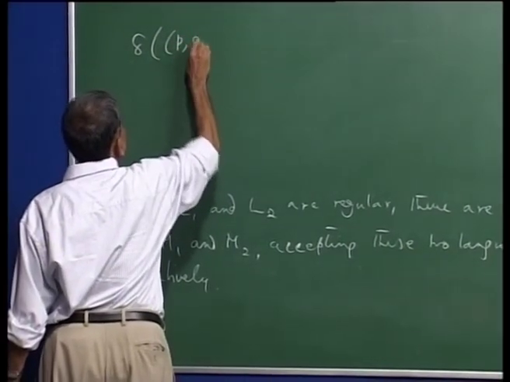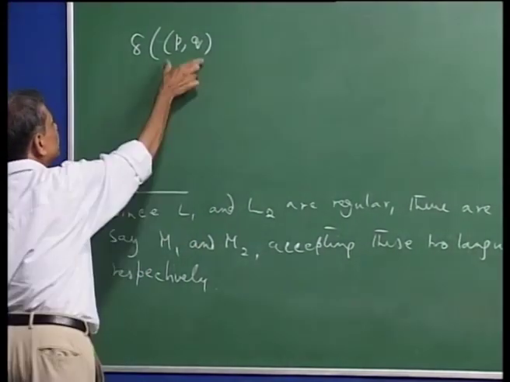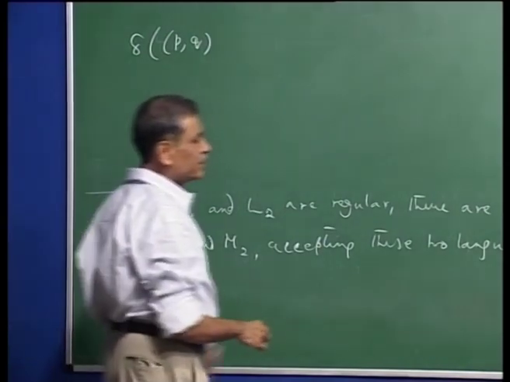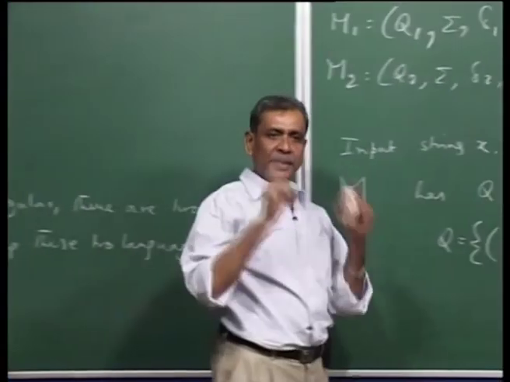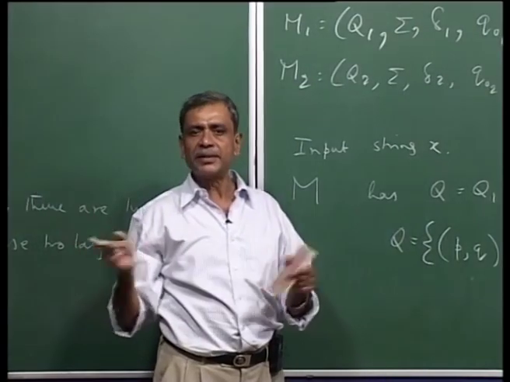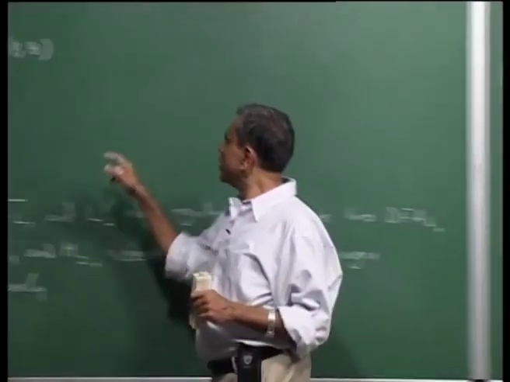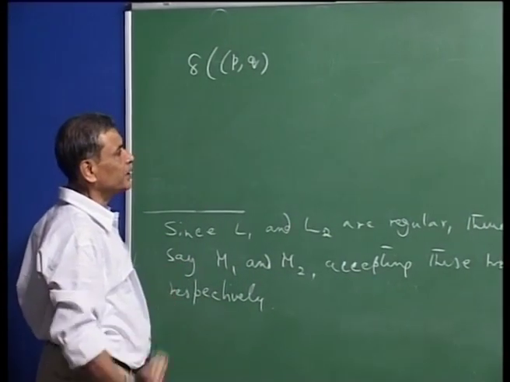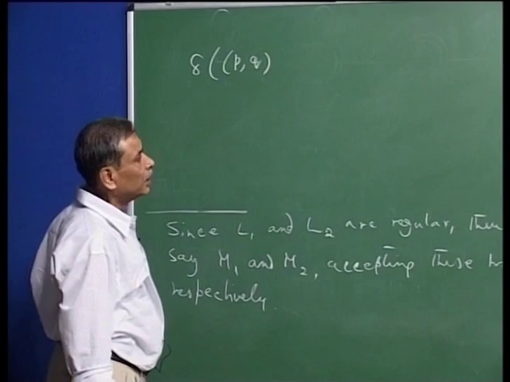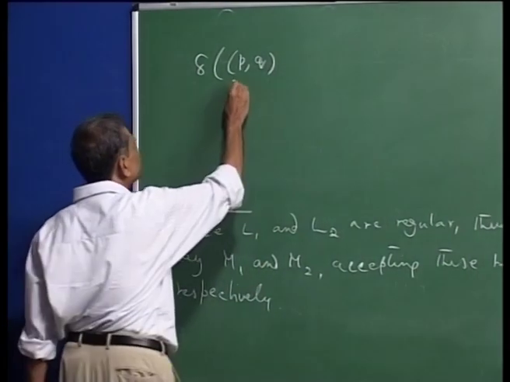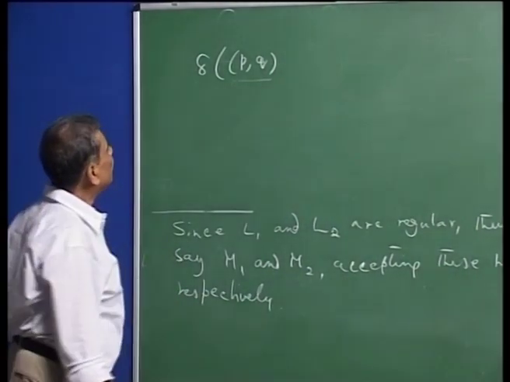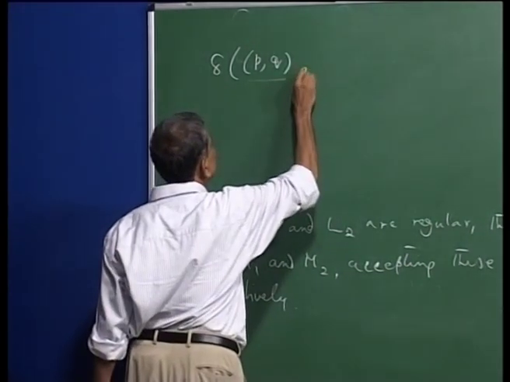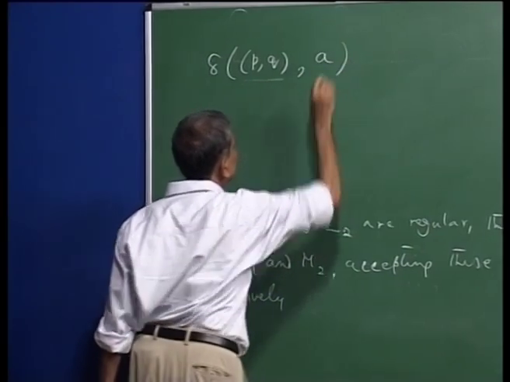So, suppose it is in a state which is, remember, this is one state, and this one state is a state of the machine M, and that one state, as it happens here, is a pair. The first component is a state of the first machine M1, the second component is the state of the machine M2. So, this pair, which is a state, now in this state the machine M sees a symbol A.